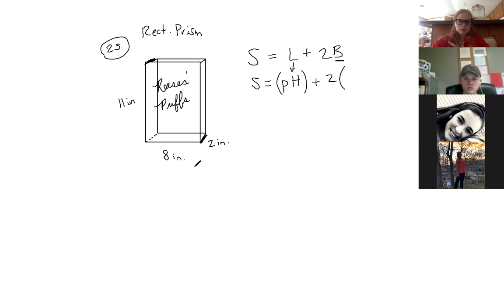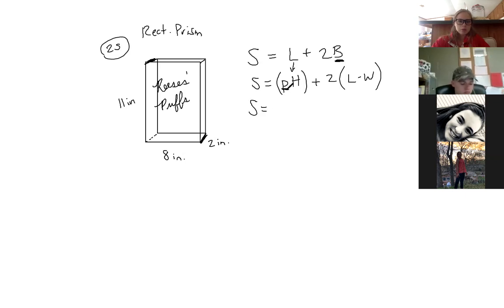Well, what kind of base do I have, Priscilla? Eight inches? What kind of base? Like, what's the shape of the base? Oh, a rectangle? So what's the area formula for the rectangle? L times W, length times width, or base times height. Okay, so here we go.